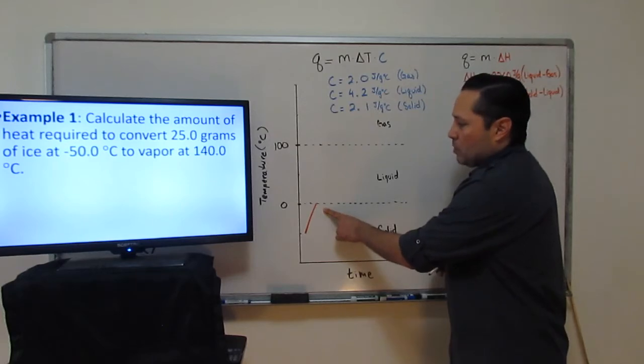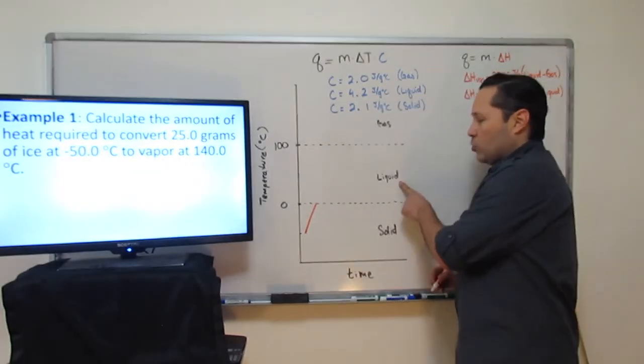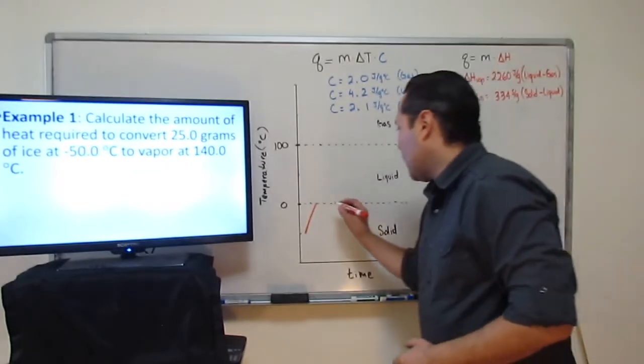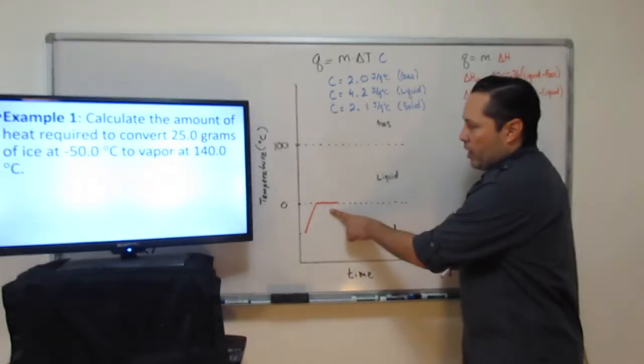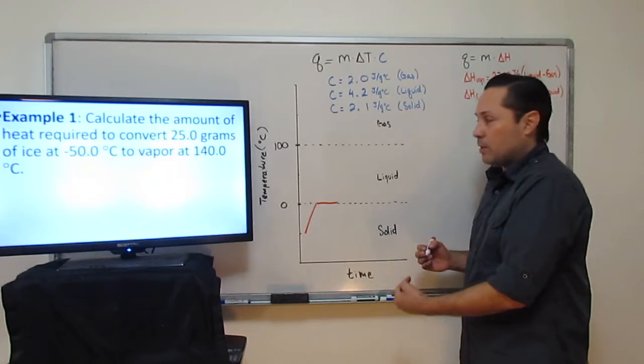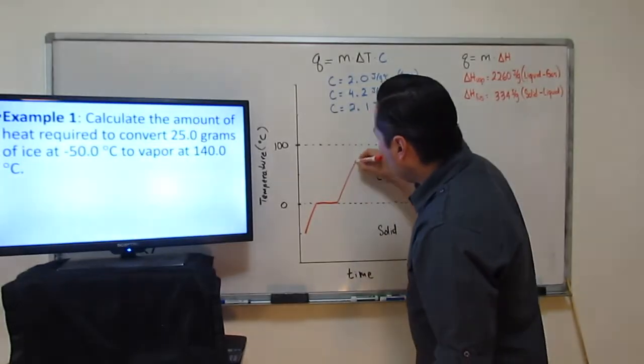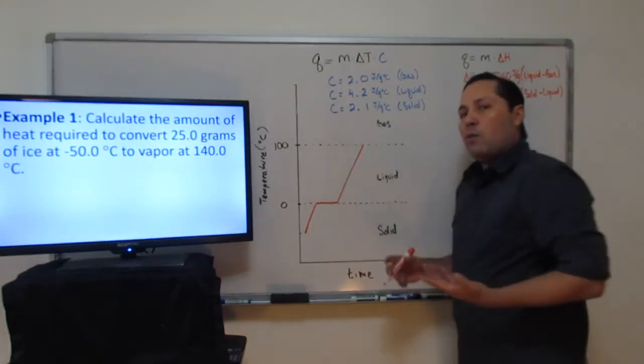Now what happens at 0? Solid begins to melt. So it takes a little bit of time. So I'm going to draw a line that is horizontal. Then from there, the temperature keeps on climbing, and it will climb all the way to 100. Why is that important?